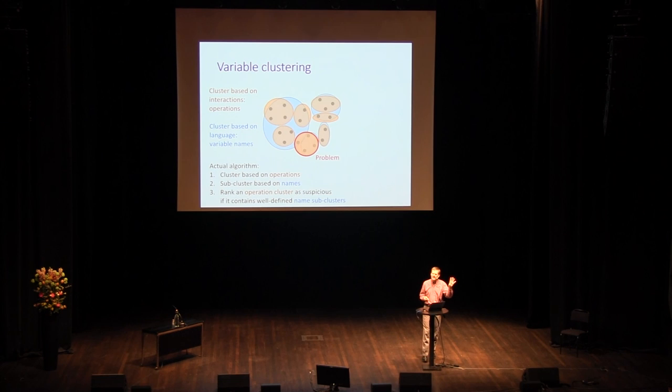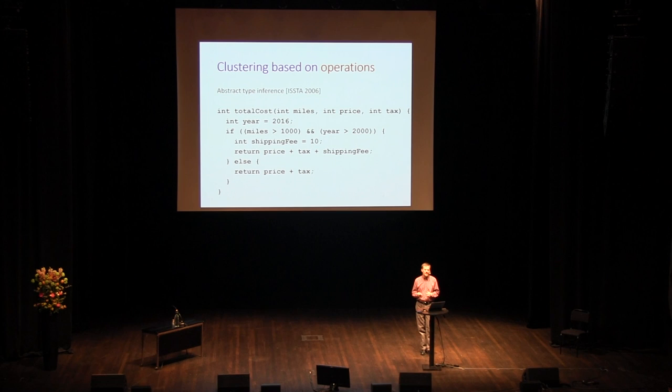So now we need to do two different clusterings. How are we going to do those clusterings? The clustering based on operations is a technique called abstract type inference. You can do it statically or dynamically. We did use it dynamically because it's more precise.